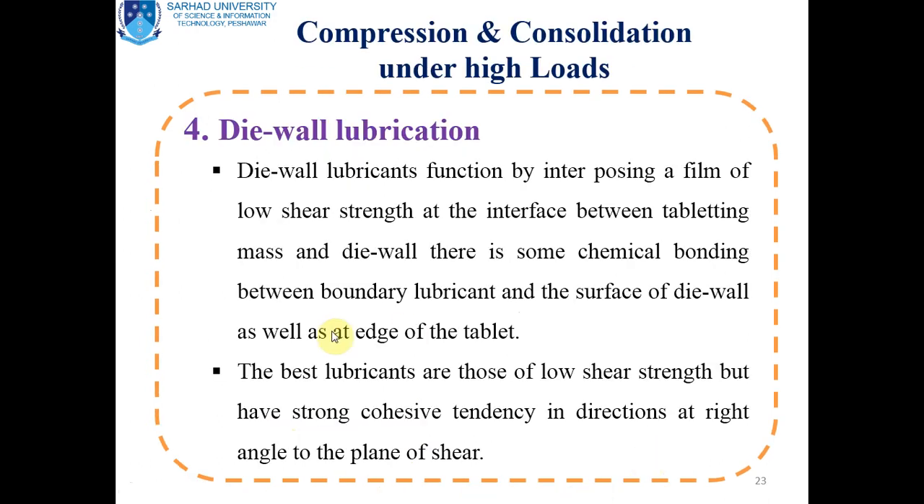Die wall friction: die wall lubricants function by interposing a film of low shear strength at the interface between the tableting mass and the die wall. There is some mechanical bonding between the boundary lubricant and the surface of the die wall, as well as at the edge of the tablet. The best lubricants are those of low shear strength but with strong cohesive tendency in the direction at right angle to the plane of shear.